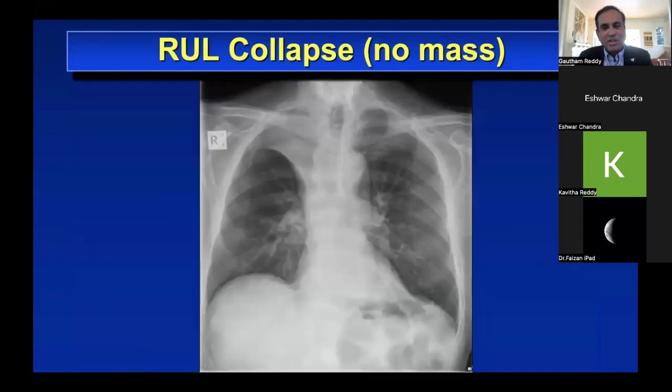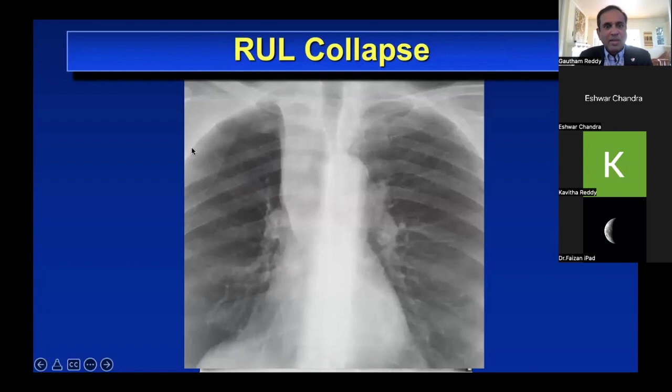Notice that this patient also has right upper lobe collapse, but there's no bulging here. There's no prominence here. So this is not likely to be a big mass there. There could be an endobronchial mass. So it doesn't mean that there's no tumor here. It's just that it's unlikely to be a big mass in the hilum. Another patient with a much tighter right upper lobe collapse right there. And that is also right upper lobe collapse.